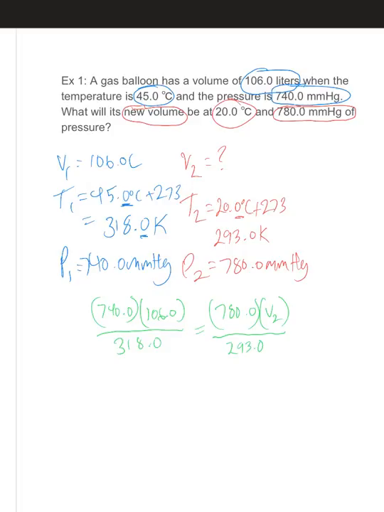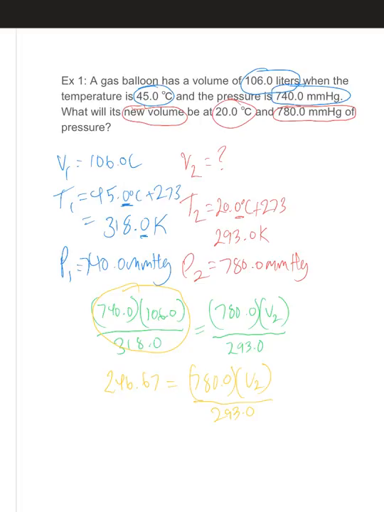And the way I do this, two ways. I can cross multiply and divide, which many students choose to do, or I can go ahead and simplify and solve algebraically. So I'm going to go ahead and do that method. And what I'm going to do is I'm going to take this whole left side and simplify it into one number, and that's because there's no variables there. So I can go ahead and do 740 times 106, and then take that number and divide it by 318. And when I do that, I get 246.67. I'm not going to round until the very end. Equals 780.0 times V2 all over 293.0.